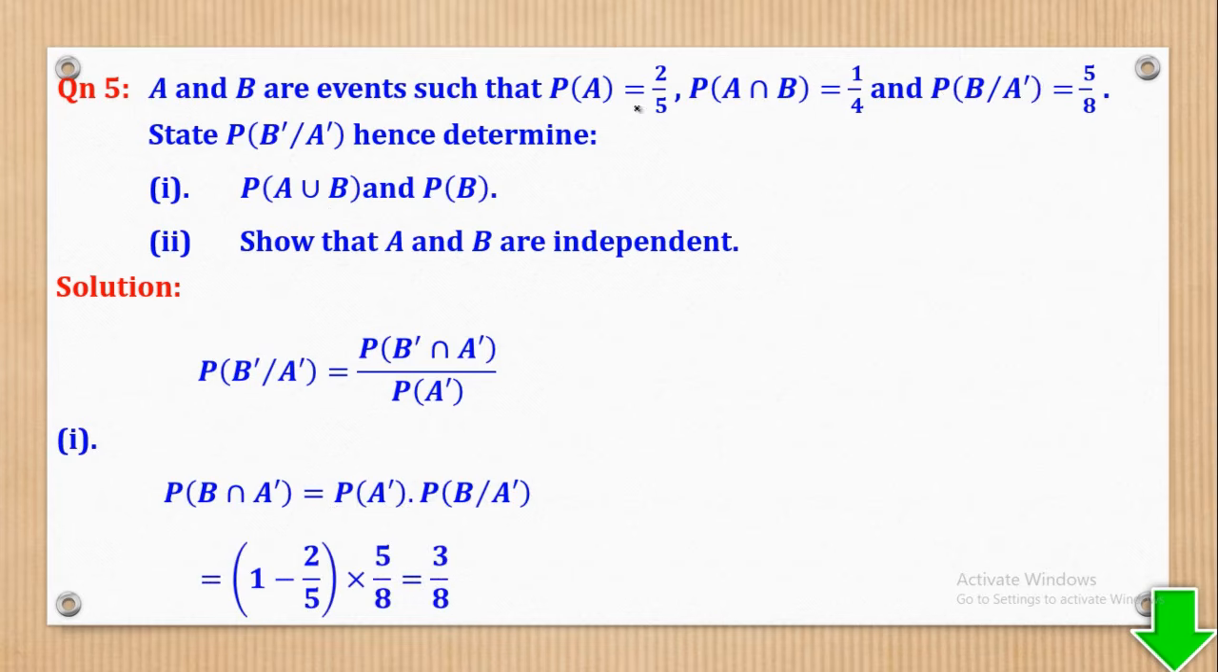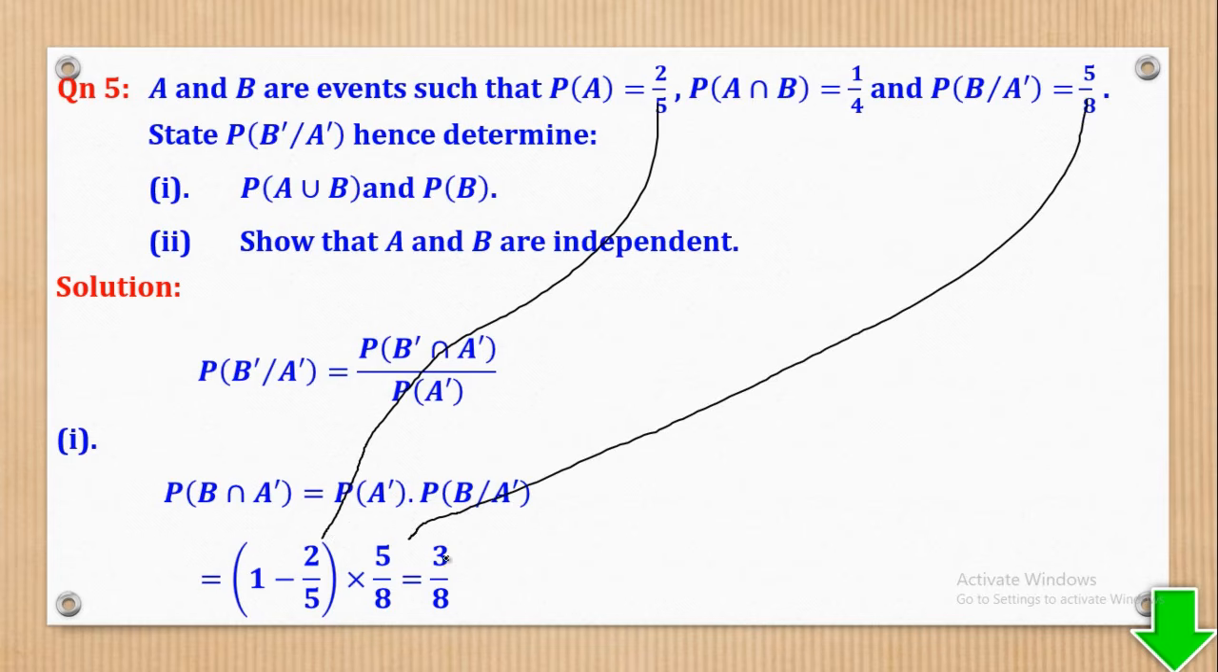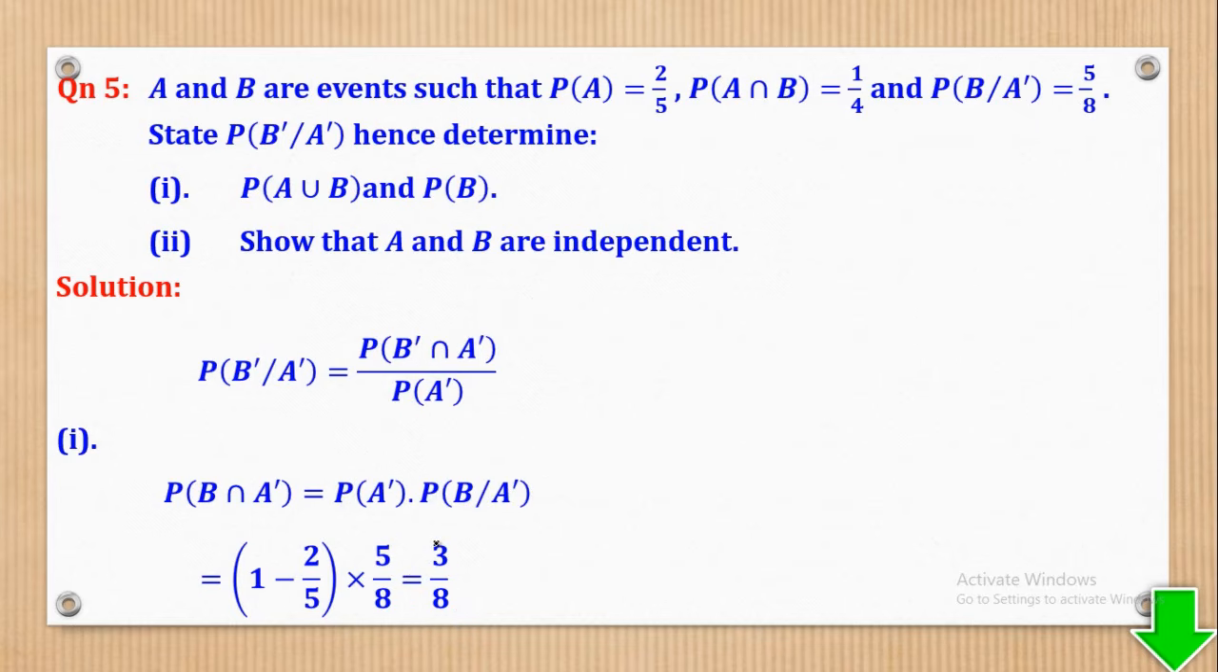Therefore I substitute probability of A here, so getting A complement I'll have to say 1 minus probability of A. Then B given A complement is 5/8. In the end I'll come up with this as the probability of B intersection A complement.